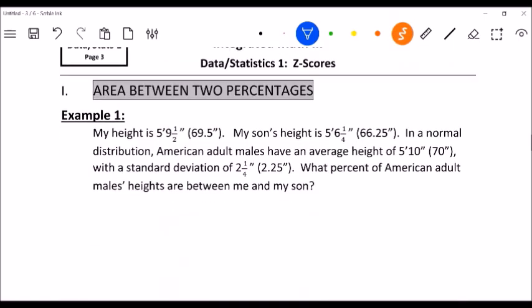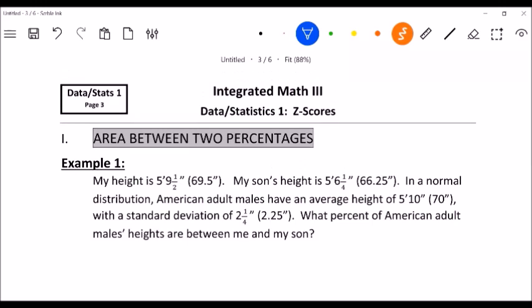Now, let's come over to a different type of problem. We're going to find the area between two percentages. So here's an example. My height is 5'9", which in inches alone is 69.5. My son's height is 5'6.25". I set this up with the son in mind a couple of years ago, and that was indeed his height. However, he's now a little taller, but not that much. He's about 5'6.75". So this is still a good example, and I'm just going to keep this one.